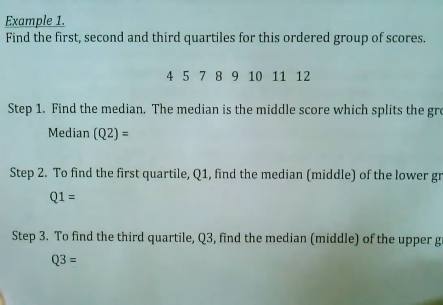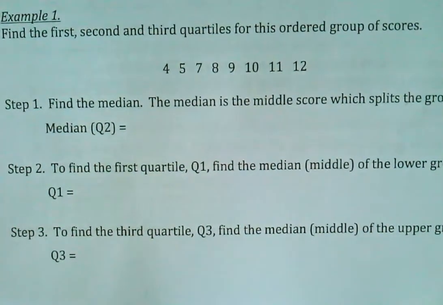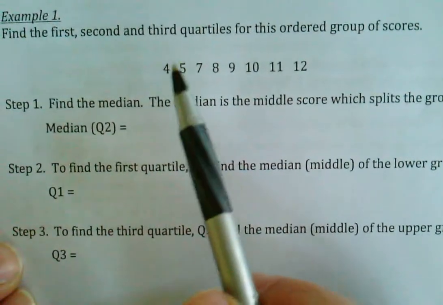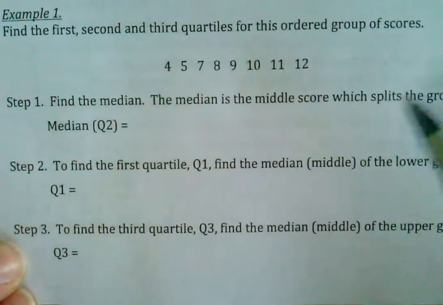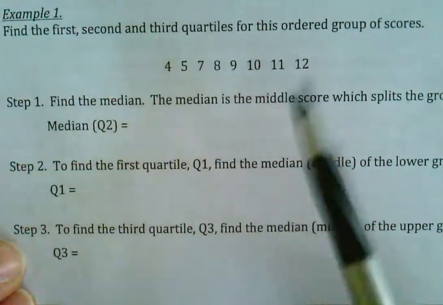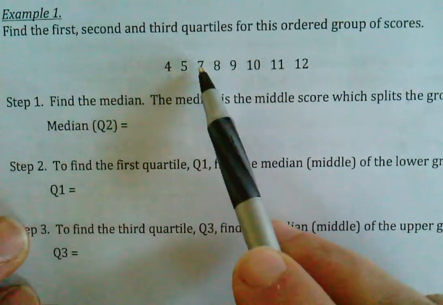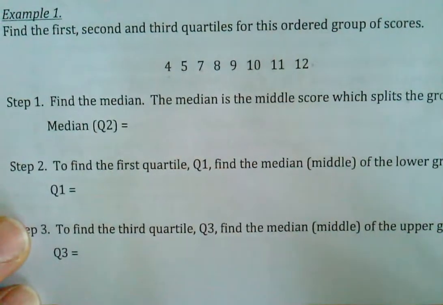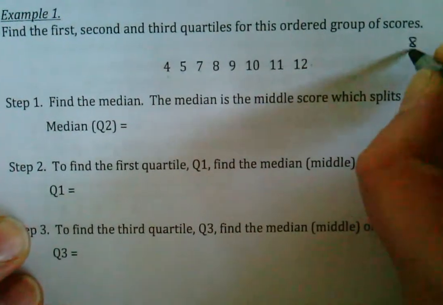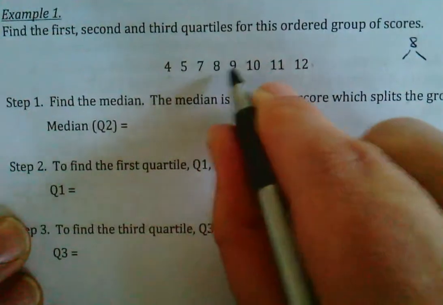Now we're going to do 2 examples here, one with an odd number of scores and one with an even number of scores. Let's count how many scores we've got. In this example, we want to find Q1, Q2, Q3, or the first, second, and third quartiles. We've got 1, 2, 3, 4, 5, 6, 7, 8. I've got an even number of scores. So how do I break them up? 8. What do I do?